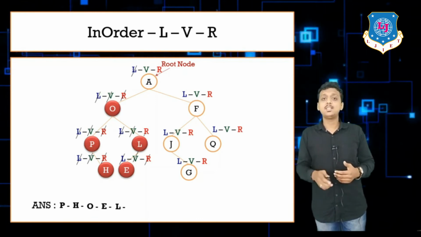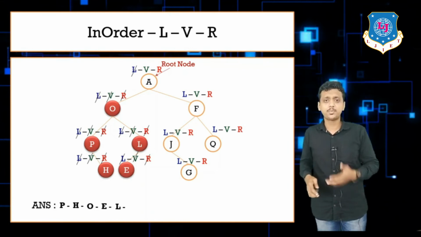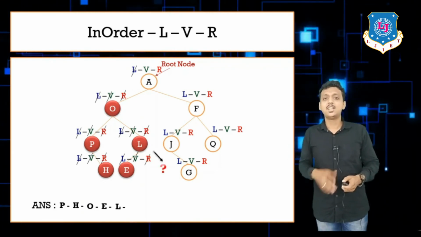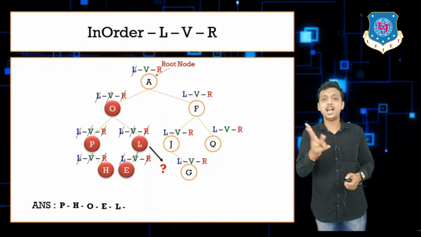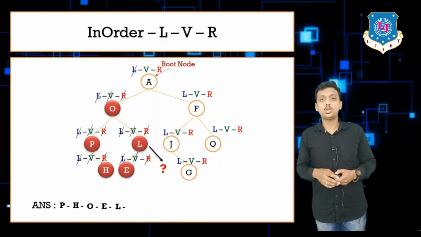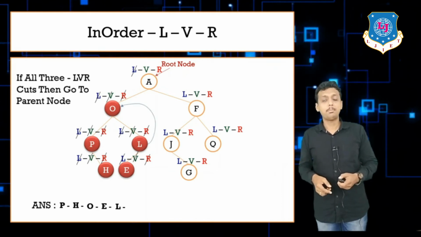So R, that means the right side. Is there any node on the right side of L? Yes or no? No. So don't worry, just cut down the R. There is nothing on the right side. So now just check L, V and R. All three operations are performed on L. All are cut down. Then what to do? Just move towards the parent node again.